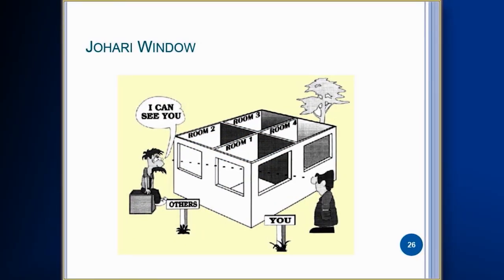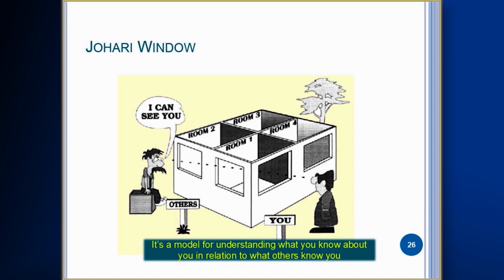So this is the Johari window, and the basic axes of the Johari window are what do others know and what do you know. And it's a model for understanding what you know about you in relation to what others know about you.